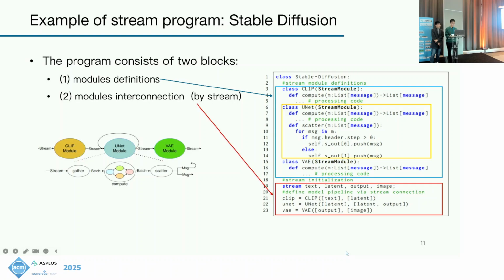The UNet module iteratively denoises the latent image messages in the latent stream and outputs the denoised latent messages. We decrease the iteration number of latent messages for each UNet execution and route the denoised latent messages with a positive number of iterations back to the latent stream for UNet to execute the next iteration. Or we leave the others to the output stream, which is connected to the VAE decoder. The VAE decoder then transforms the latent message into images.